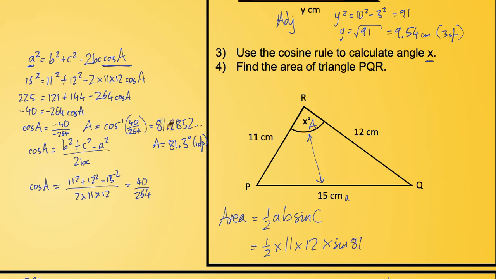Technically I should use my fully accurate version. That's going to be accurate enough, I've got 4 decimal places there. So if I put that in, rather than the rounded version, that should give me the most accurate answer, certainly accurate enough for the exam. So sine of that times 11 times 12 divided by 2 is 65.2 centimeters squared to 3 significant figures.